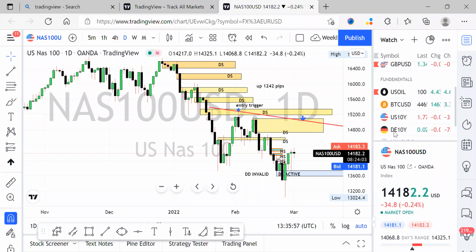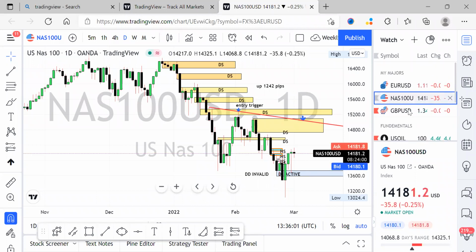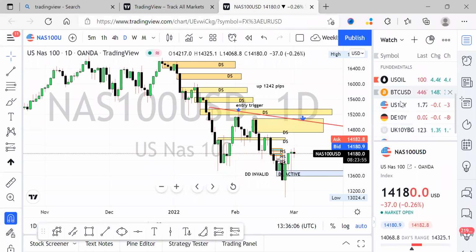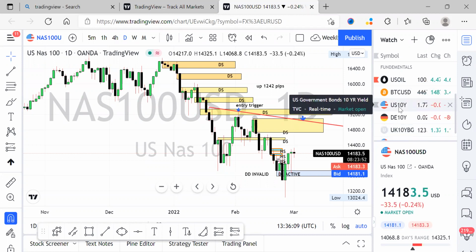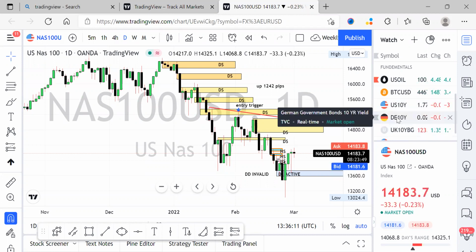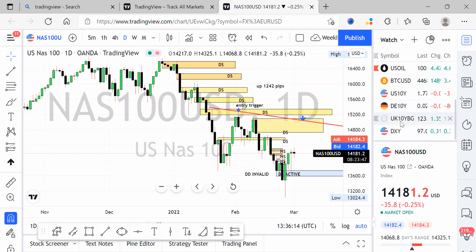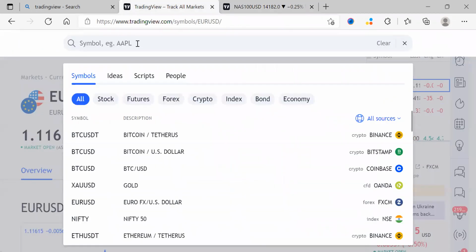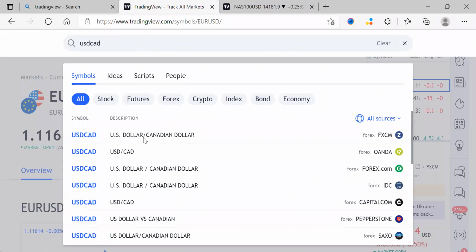So what we're going to be doing very soon is looking at what we call the fundamentals. The fundamentals are the US 10-year treasury bonds, the euro, which is the German 10-year treasury bonds, the UK's 10-year treasury, and also the Dixie. These are our key components that are going to tell us how to trade this. For the time being, we're going to look at a particular one called the USD CAD.